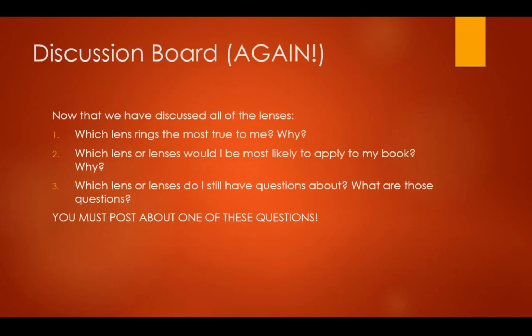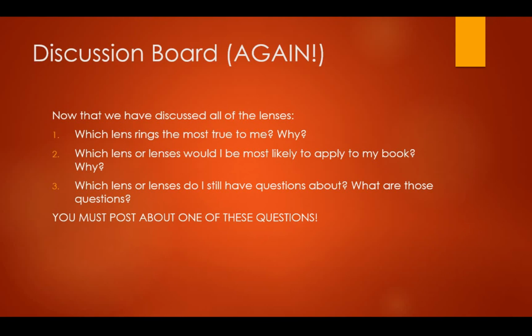So here's our next discussion board topic. There are 3 questions here. You need to post about at least one of these questions as well. Please feel free to create new threads in the discussion board, add new questions, jot down any questions you want me to address on Monday when I'm back. And start thinking about, where does my book fit in with one of these lenses?